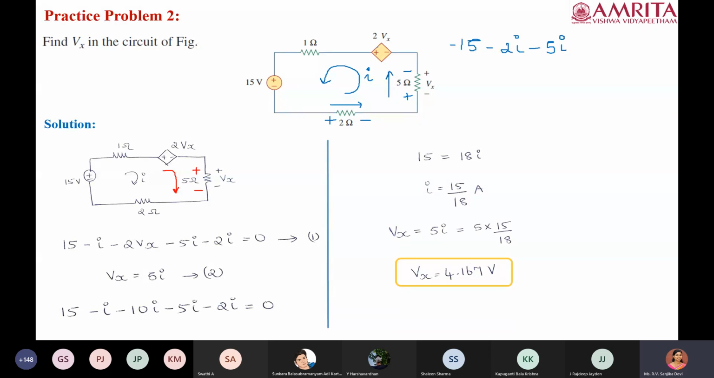Then coming to the next element, we are coming out of the positive terminal, so it is plus 2Vx. And for the 1 ohm resistor, the current is flowing this way, so the point where it enters is positive and the point where it leaves is negative, so it is minus I, equal to 0. Okay, so this is the first equation. If you compare it with equation number 1, it is just the negative of equation 1, and the right hand side is 0. So it is equivalent to multiplying the equation with a negative sign. That's it. Nothing else will change.